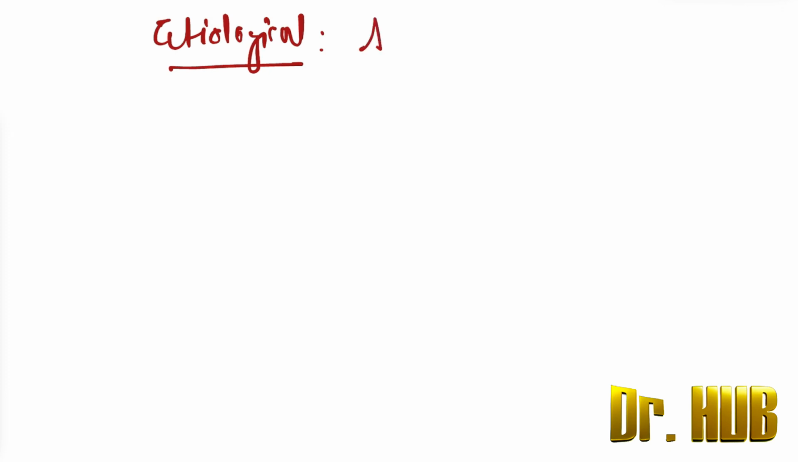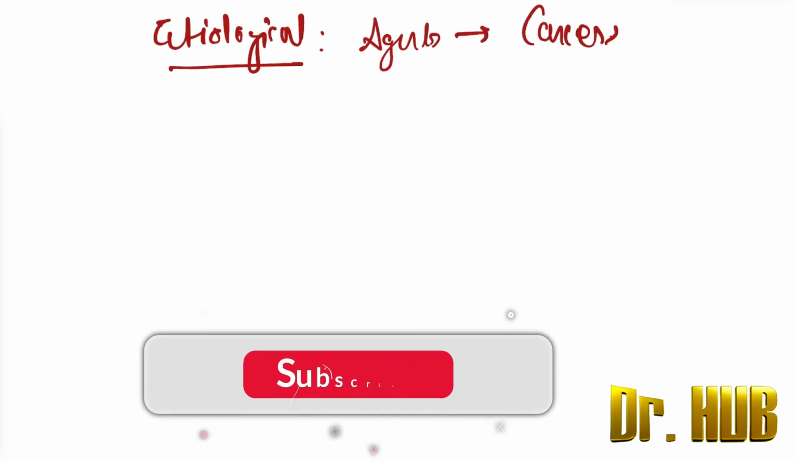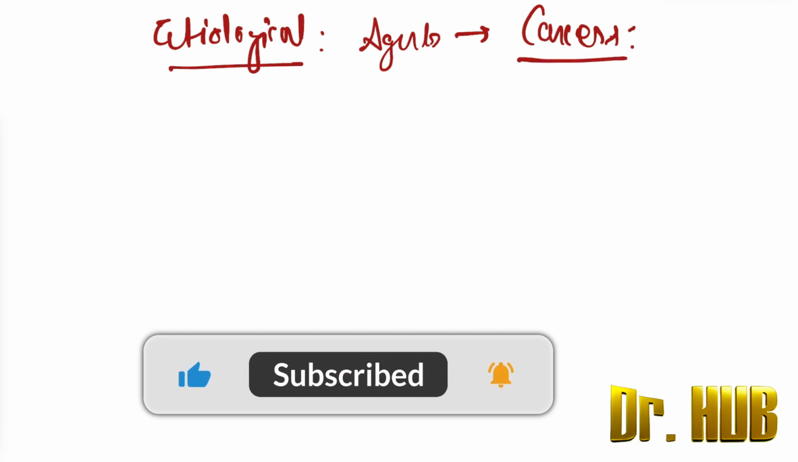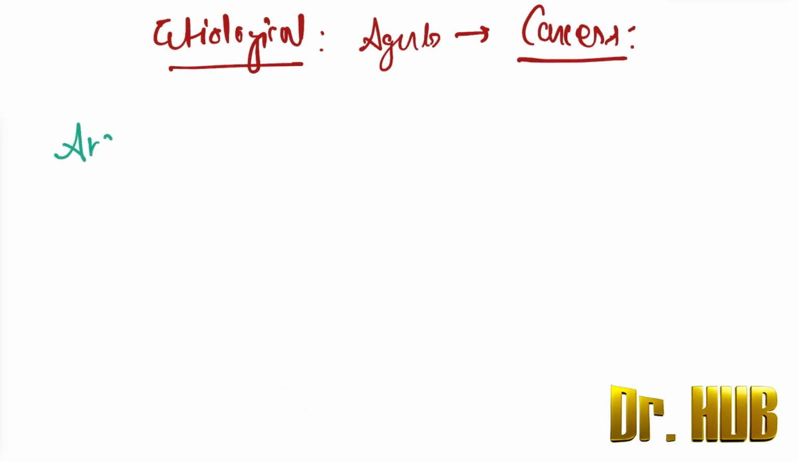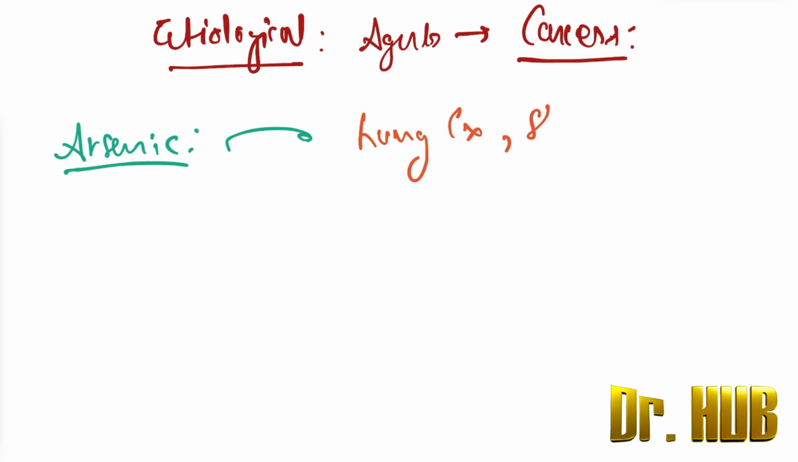Today we look at the etiological agents of cancers. First, we'll be looking at arsenic and arsenic compounds. What is associated with arsenic is lung carcinoma as well as skin carcinoma.